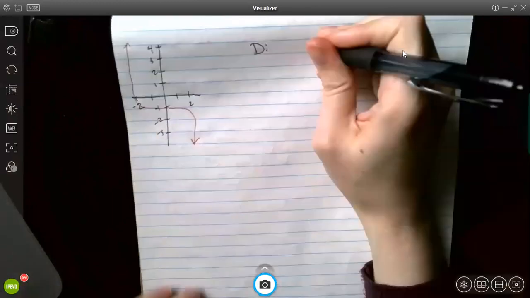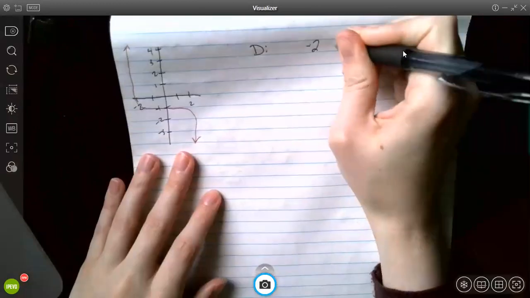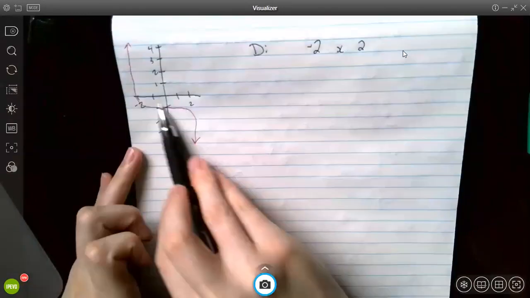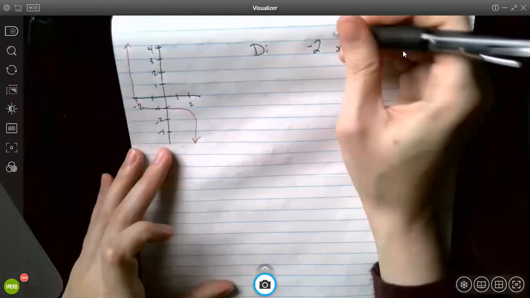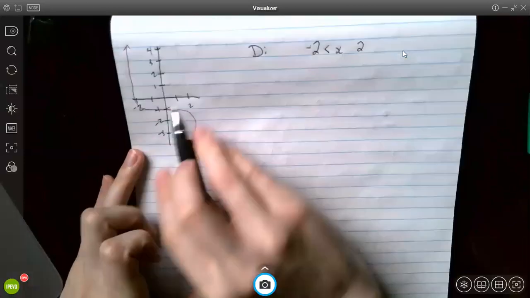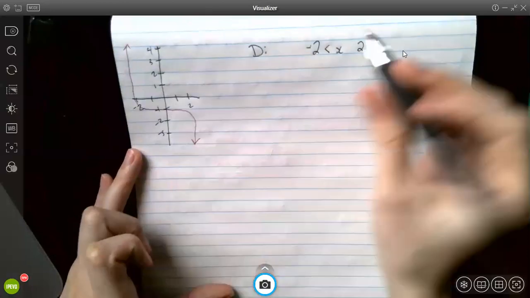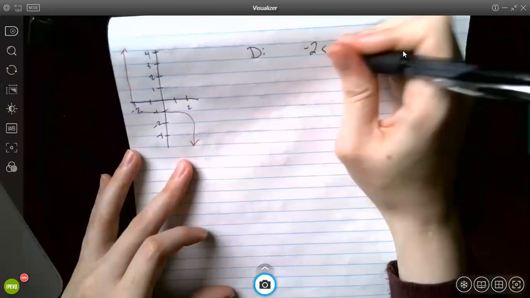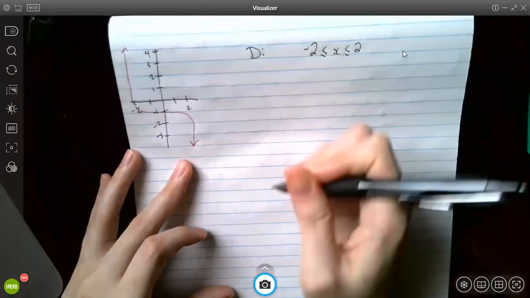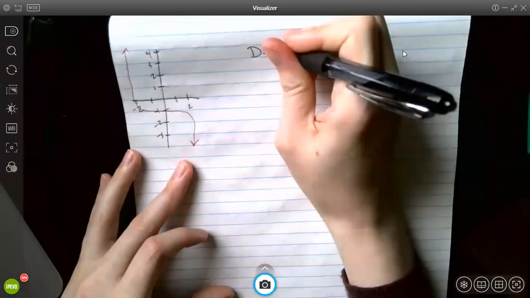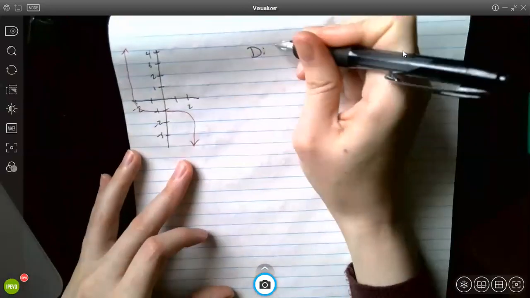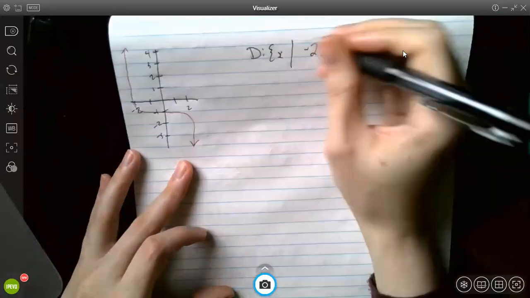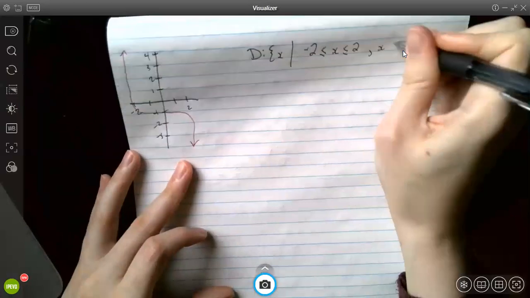So -2 and 2, my x is going to be between them. All of my x values in there are above -2. They're all below the 2. And then because I don't have any open circles or anything, I can also include my or equal to signs. And then I include the rest of my set builder's notation. So the domain is a set of x values such that that is true, x is a real number.